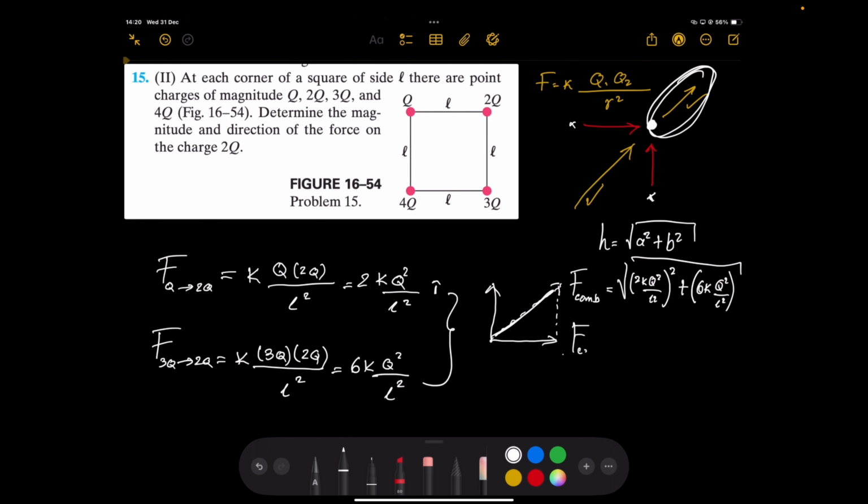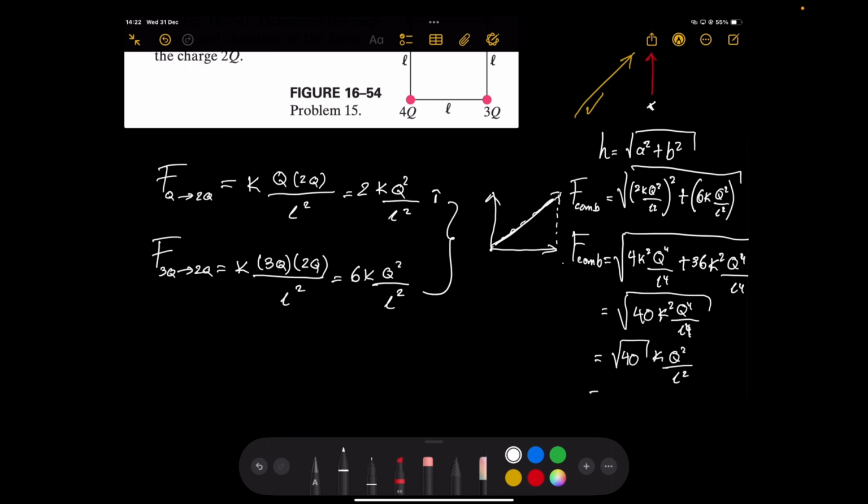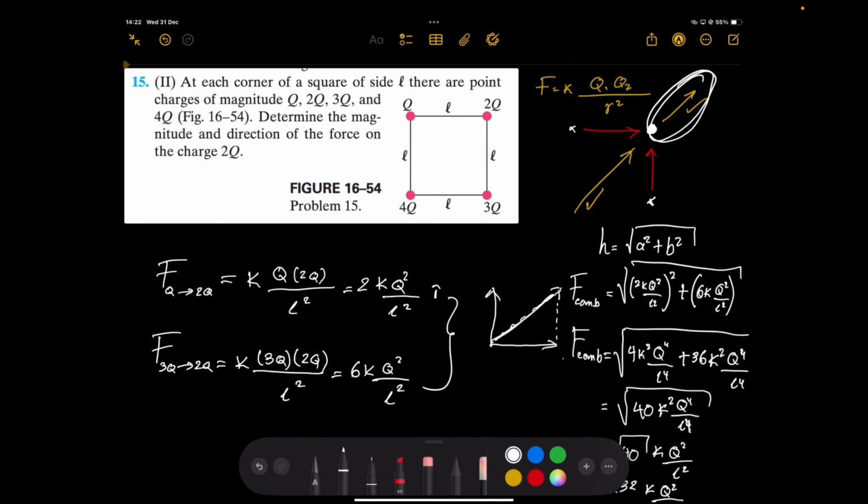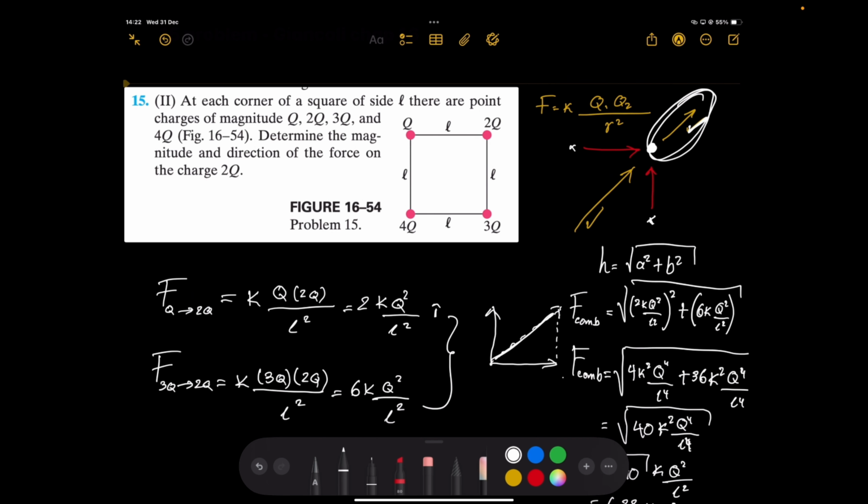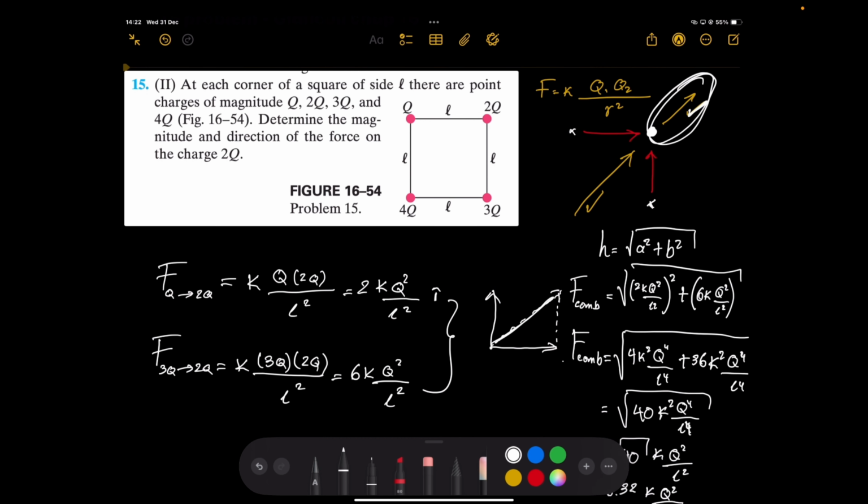So let's find the magnitude. The combined force is equal to, so that's equal to 6.32 K Q squared over L squared. Beautiful. So now we have this magnitude pointing along the diagonal. What we need to do next? We need to calculate this force that corresponds to the charge 4Q.